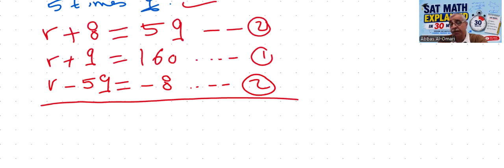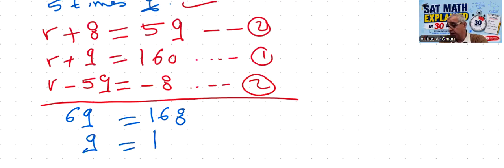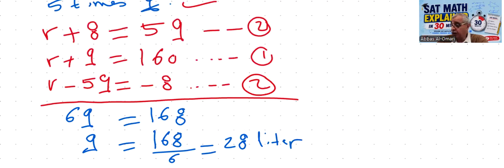Q minus minus 5Q, so that's 6Q, equals 160 minus minus 8, so that's 168. So we have 6Q equals 168. So Q equals 168 over 6, which equals 28. So Q is 28 liters. One container will include 28 liters.